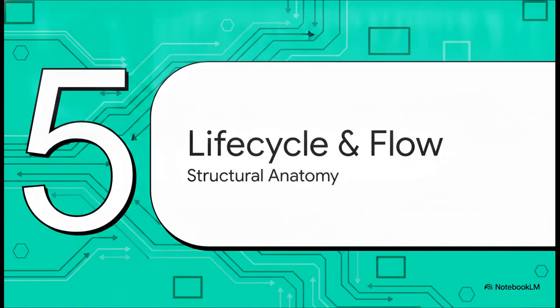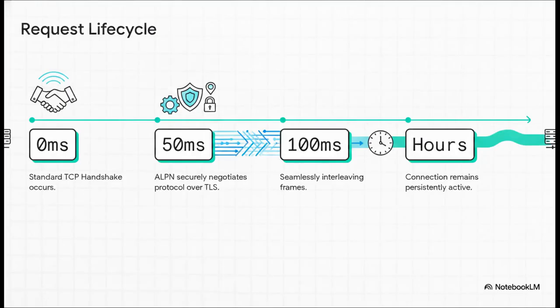All right, let's put this into motion. Section 5, Lifecycle and Communication Flow. If we trace the life cycle of a request chronologically, right at T0 milliseconds, we do our standard TCP handshake. But almost immediately after, HTTP/2 kicks in with ALPN, that's Application Layer Protocol Negotiation, to securely agree on the protocol over TLS. By the 100 millisecond mark, boom, we are seamlessly interleaving frames. And here's a huge shift from HTTP/1.1. This connection doesn't just constantly open and close. It becomes a persistent connection that can happily stay active for minutes or even hours.